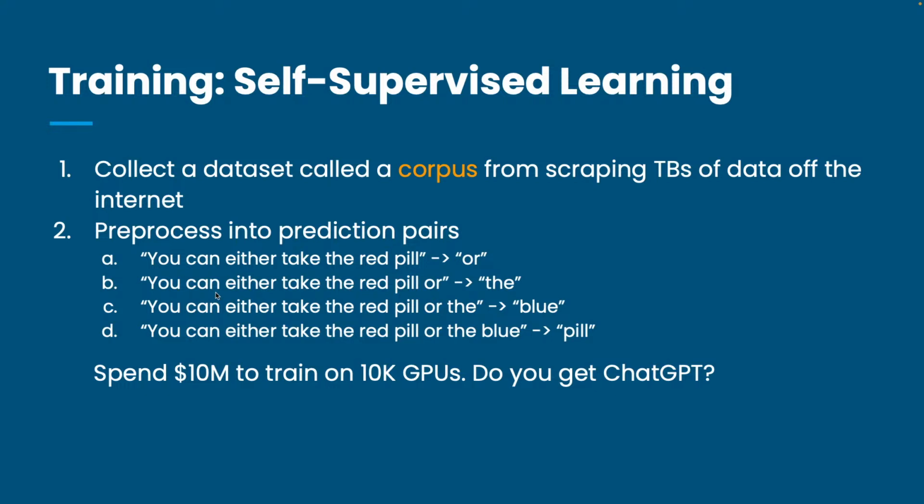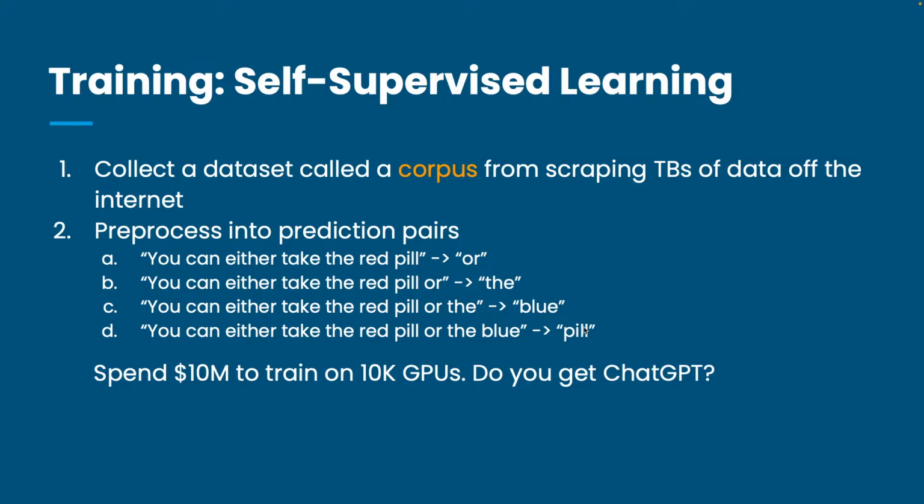And then we can do this a ton of times, because even within a single sentence, you can split it up many different ways. "You can either take the red pill or," and the next word should be "the." "You can either take the red pill or the," and the next word should be "blue." "You can either take the red pill or the blue," and the next word should be "pill."